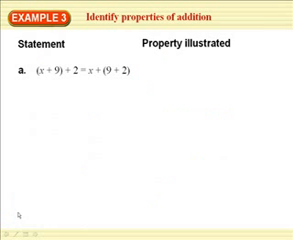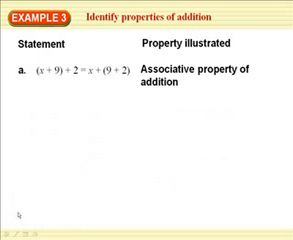Alright, the statement on the top of page 76 and the property illustrated. If you remember back in our notes, when we moved the parentheses around, it didn't matter what order we added in, so that would be the associative property. That's a number and its opposite, which is 0, which is the very last one we just talked about, the inverse property.